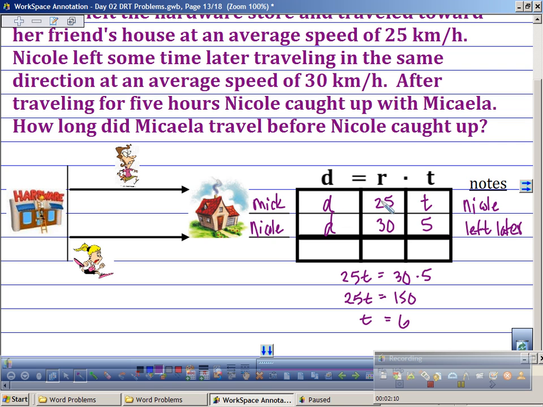Let's look at this rate. Micaela was running at 25 kilometers per hour. I mean, she was going slower, right? Took her longer to get there. Make sense?